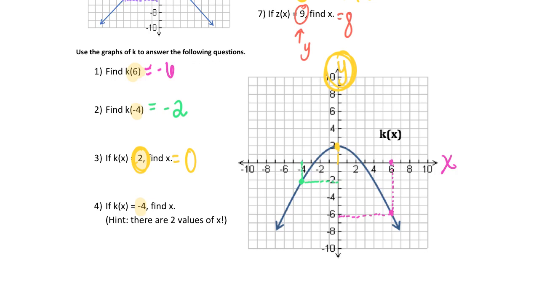And last but not least, they're giving us a y value of negative 4. So we go down to negative 4, and we can either turn left or we can turn right, which means that there are 2 answers for this. So we go over, see a point there, state what that x value is. You should have gotten 5. And go to the left. You should have also gotten an x value of negative 5.